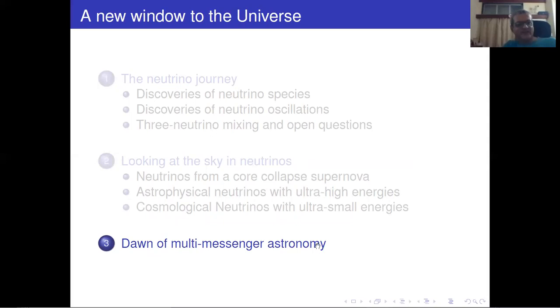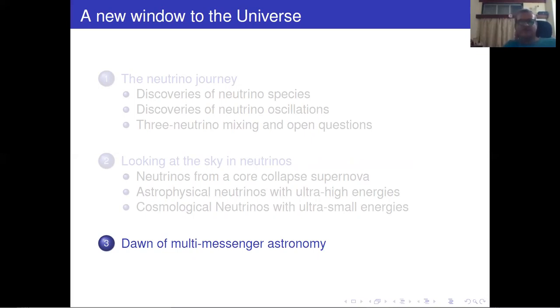my second part, and then I'm here with the last part, which is quite small. So if there are any questions about these very, very small energy neutrinos, I can take them now, or I will go to this nice feature of multi-messenger astronomy, which has come up in recent years. Okay, I don't see any questions. So I will tell you something about multi-messenger astronomy and the role of neutrinos.